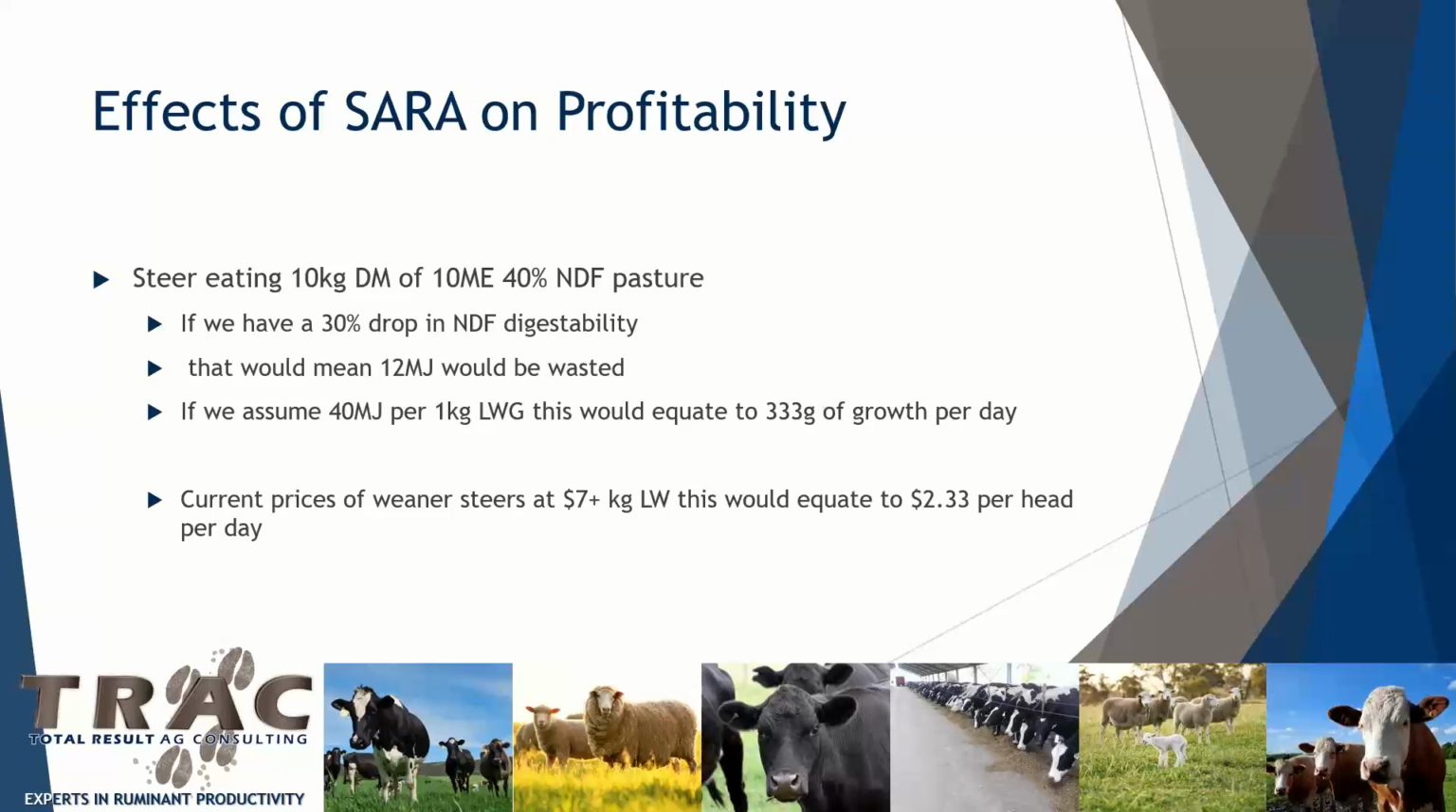So a third of a kilo is being lost in our animals daily just through suboptimal rumen health. And if we start to put some dollar terms behind that, if you were to look at weaner steer prices at the moment of $7+ a kilo live weight, we're looking in the vicinity of $2.33 per head per day that could be lost through the feed that you're feeding these animals, and the growth that they could be achieving if everything was running on all 8 cylinders.